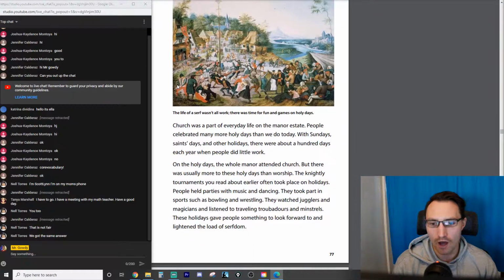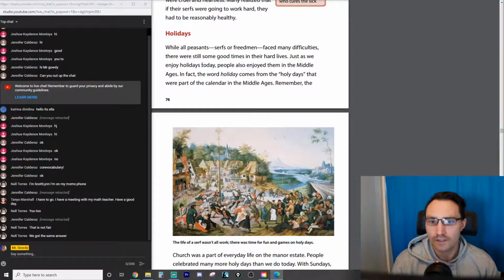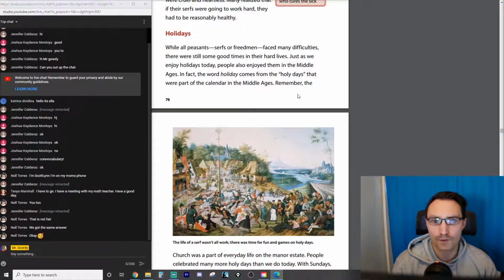All right, so let's learn about the holidays. And this is it. This is our last section. So holidays: while all peasants, serfs, or freedmen faced many difficulties, there were still some good times in their hard lives. Just as we enjoy holidays today, people also enjoyed them in the Middle Ages. In fact, the word holiday comes from the holy days that were part of the calendar in the Middle Ages.